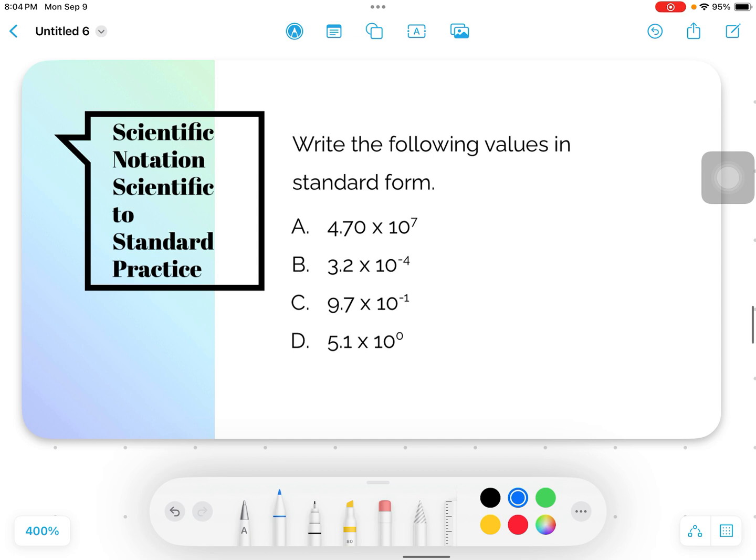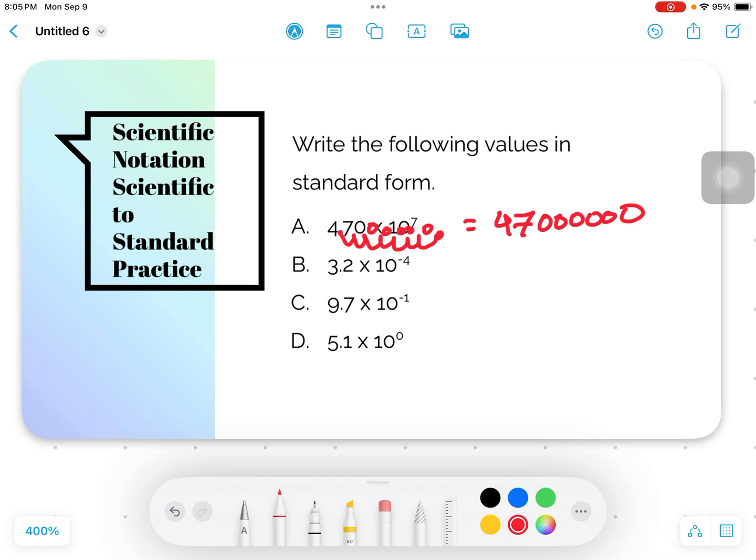So let's do an example. Okay, so we have 4.70 times 10 to the 7th. Again, it is positive, so we're going to move our decimal to the right. So let's go back to our red. We go 1, 2, 3, 4, 5, 6, 7. And we add in our placeholding zeros. So let's rewrite this as 47,000,000.